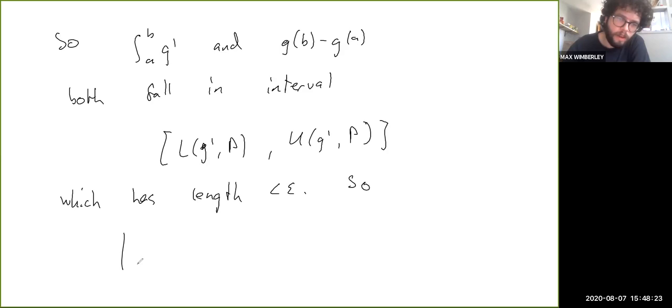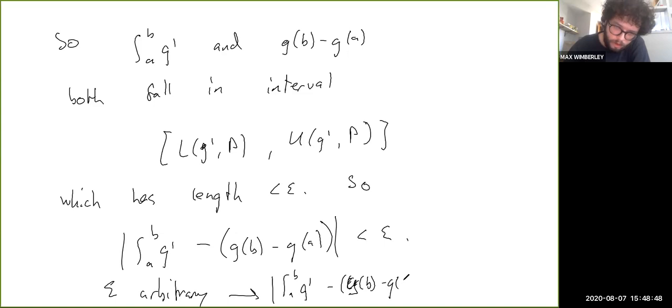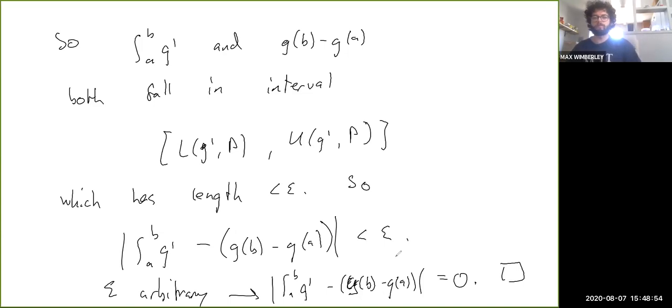So the absolute value of the integral from a to b of g prime minus the number g of b minus g of a must be less than epsilon. Since epsilon was arbitrary, that means the absolute value of the integral from a to b of g prime minus (g of b minus g of a) equals 0, which is what we wanted to prove. So there you go, that's the first fundamental theorem.